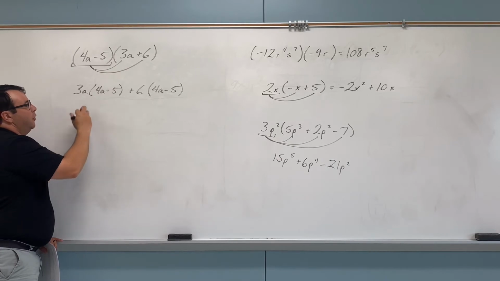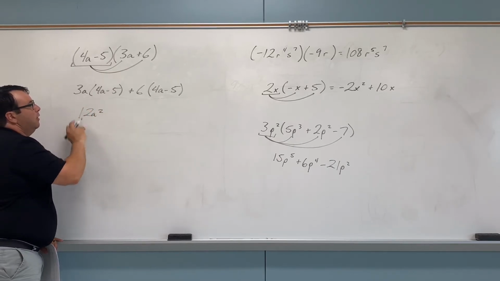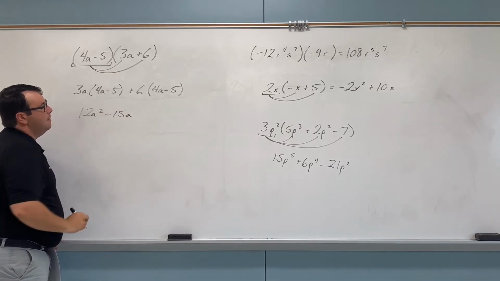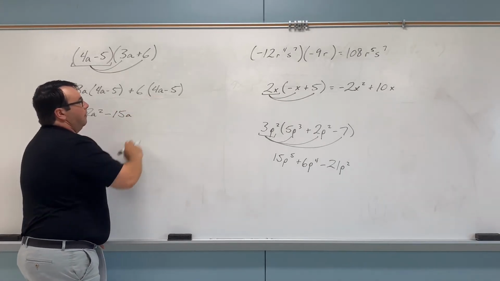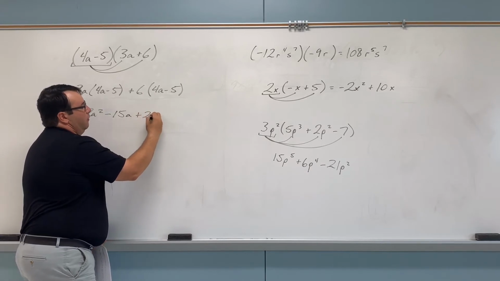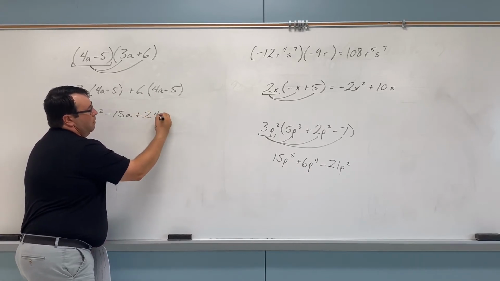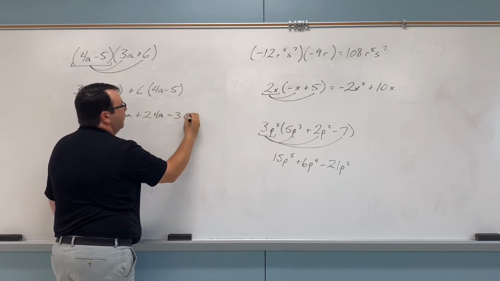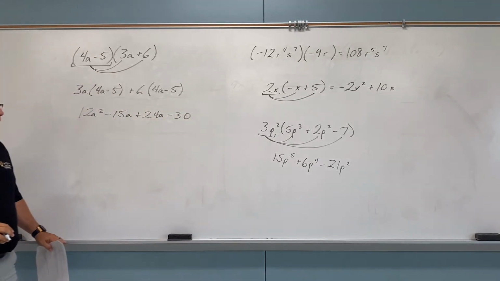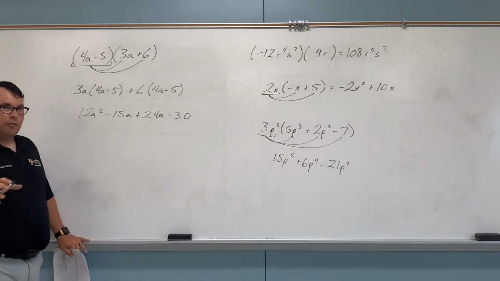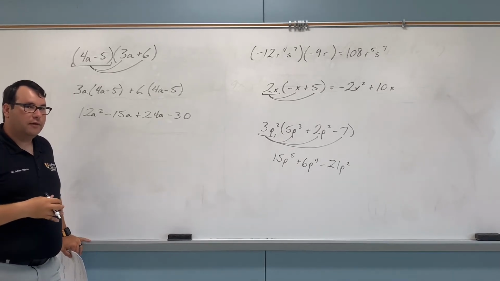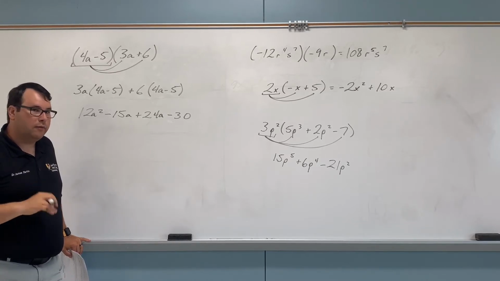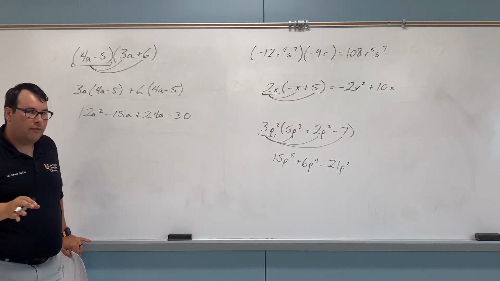So 3a times 4a, I get 12a squared. 3a times negative 5, I get negative 15a. 6 times 4a, I get a positive 24a. That's an a. 6 times negative 5, I get a negative 30. Now, remember what I said just a few moments ago. You should always check to see if there's anything else that can be combined. If you can combine it, do so. If you can't combine it, leave it alone.